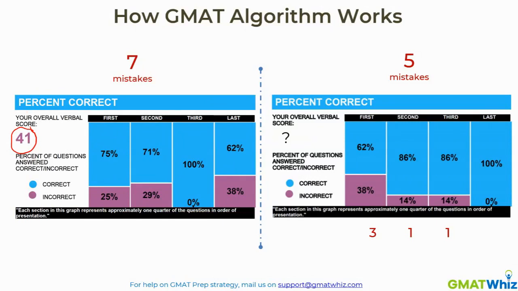I wanted to guess what would be the verbal score of this student who has made 5 mistakes. Take a moment to guess it. I'm giving you 1 minute to make a guess and type your answers in the poll. What do you think will be the verbal score of this particular student that you see on the right side, who has made 5 mistakes? Do let me know what you think about this.